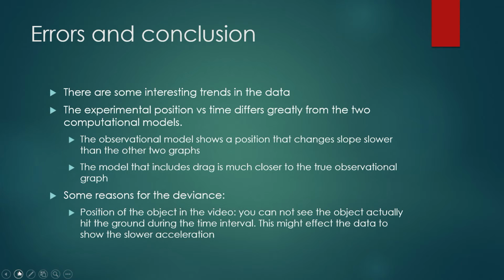So there are some interesting trends in the data. The observational model shows a position that changes slope slower than the other two graphs, and the model that includes drag is much closer to the true observational graph. And a reason for this deviance would be that in the video, you cannot actually see the object hit the ground during that time interval. And that might affect the data to show that there is a slower acceleration than what was computationally found.